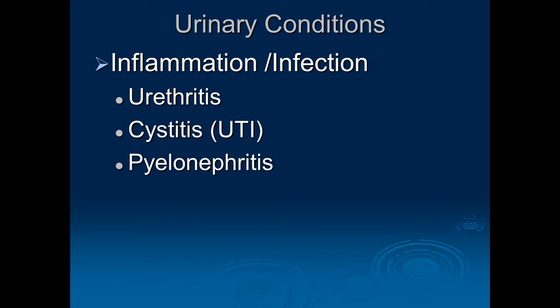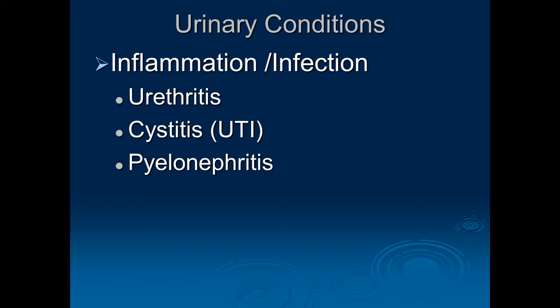Typically, when we see the "itis" on the end of a word, we should think of inflammation. We can have inflammation without infections, but we do not have infections without inflammation. Signs and symptoms of inflammation and infection can be pain and redness and exudate, leukocytosis, malaise, fatigue, spasms, and cloudy or bloody urine in this instance.